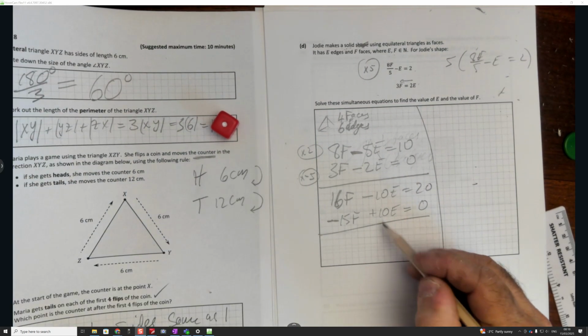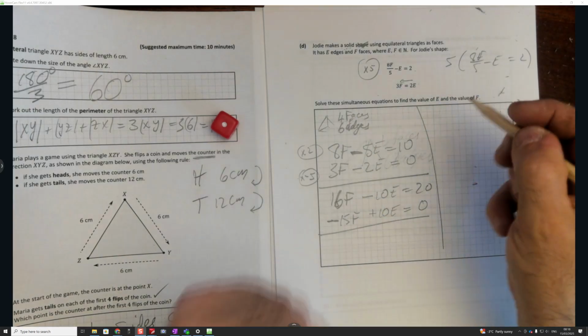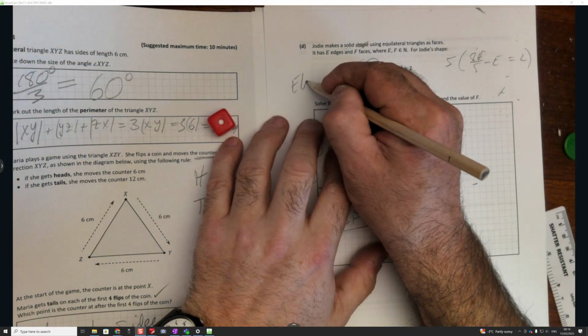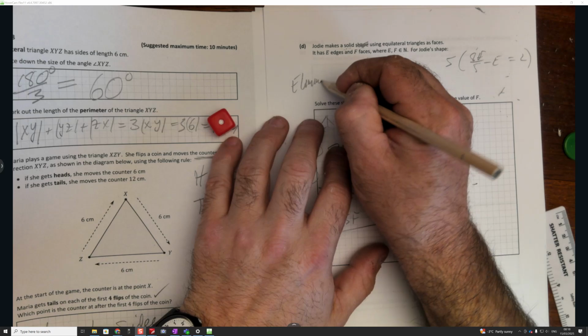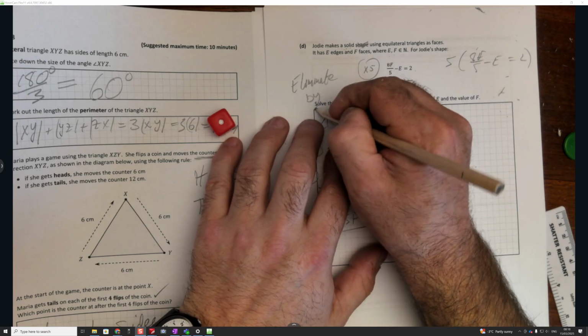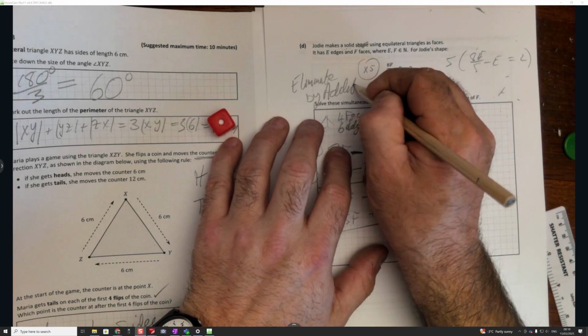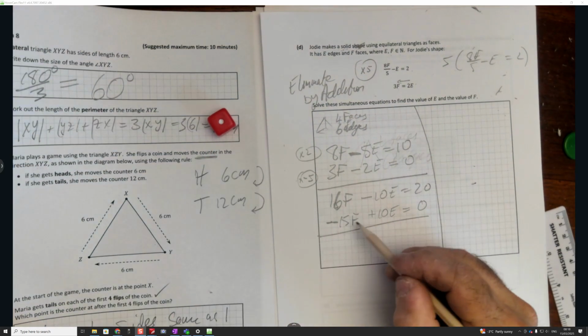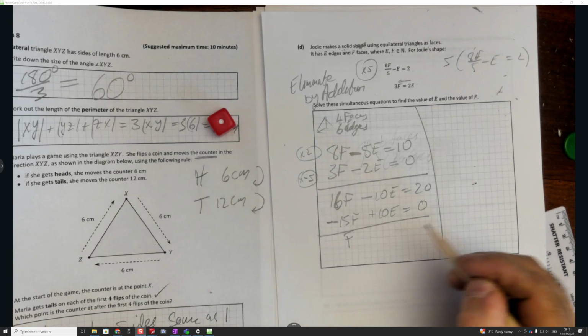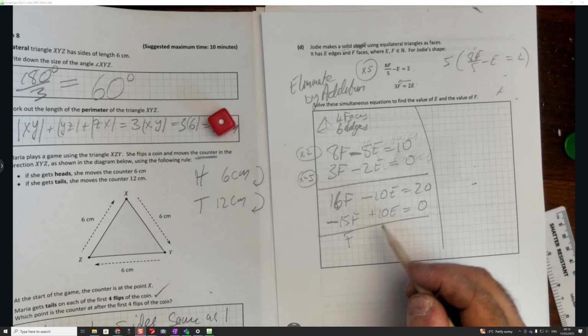Okay, now they cancel by addition, eliminate by addition. Oh yeah, write that because that's your partial credit anyway. Eliminate by addition is your method. And you're getting f. Oh, okay.